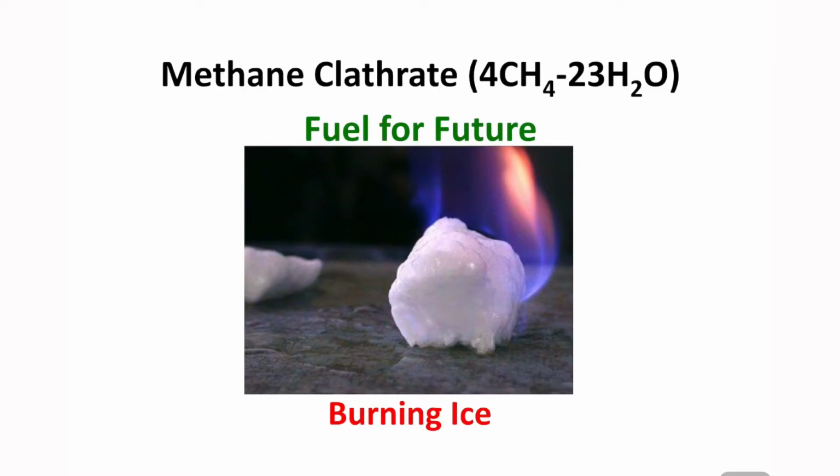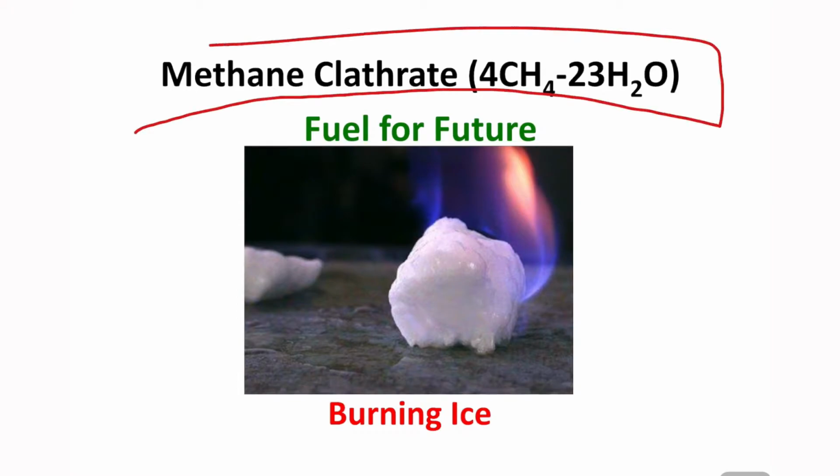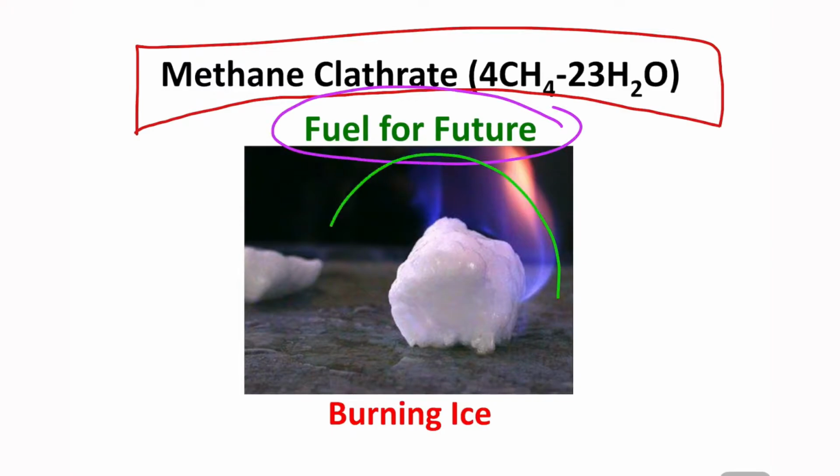So today we shall discuss an interesting molecule, that is methane clathrate or methane gas hydrate. This molecule is considered one of the fuels for the future. This is because this molecule can burn, means actually this is an ice inclusion compound of methane, so it can burn spontaneously. That's why it's considered as burning ice. So I know it's a very interesting molecule to you, so let's learn it in detail.